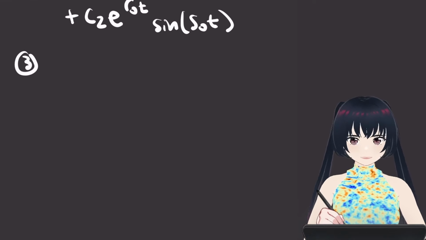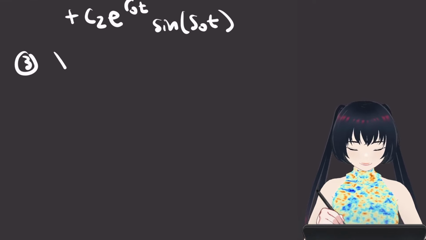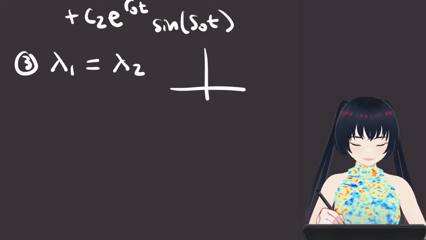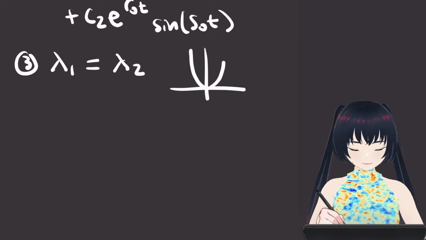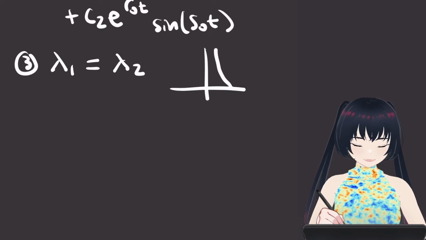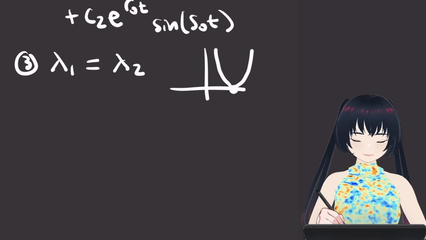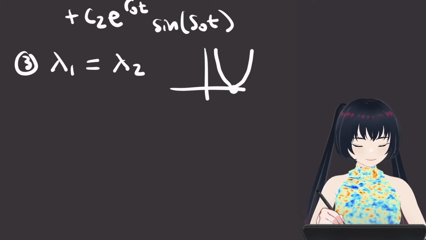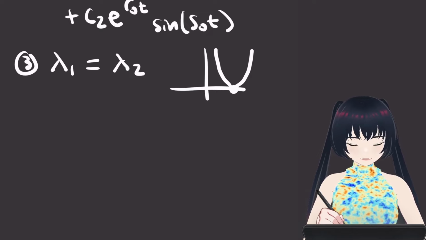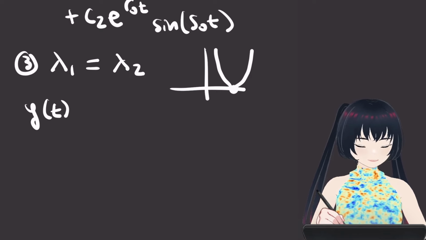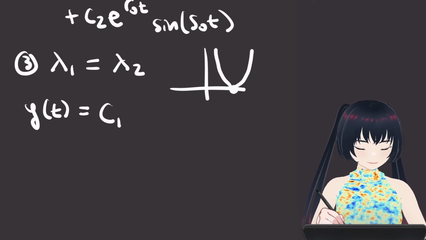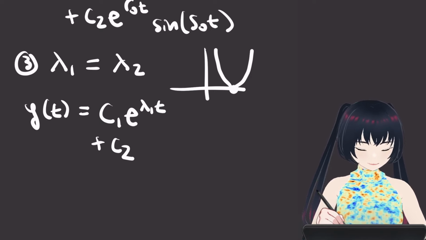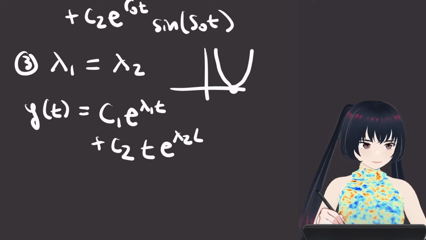The final instance that we could deal with is if lambda 1 is equal to lambda 2. In this case, if we draw the characteristic polynomial, that one doesn't necessarily have to be 0. But let's say that there is just one solution along the x-axis. In that case, we would say that the solution to the differential equation would be c1 e^(lambda 1 t) plus c2 t e^(lambda 2 t).